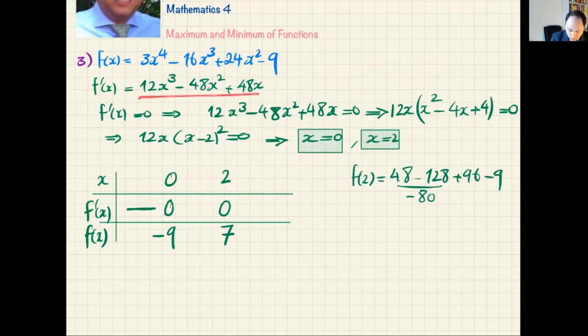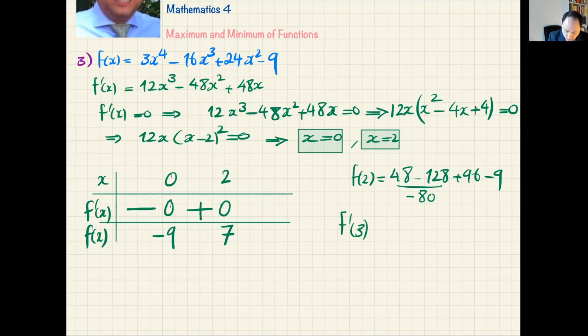If I choose a random number between 0 and 2, the best choice is 1. I put it in the derivative. It becomes 12 minus 48 plus 48. This is gone, so 12 is positive. And then if I go after 2, let us choose 3 here. Okay, so that is a little bit of a problem. I put 3 here, f prime of 3. Of course, it is clear that this is also positive.